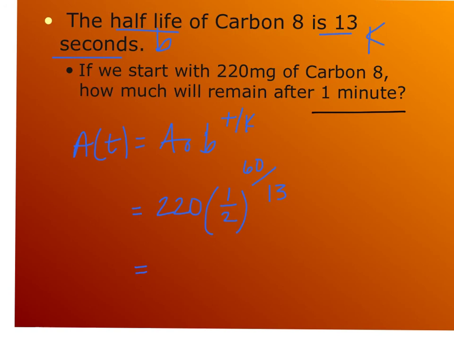When you're plugging this into your calculator, make sure you put the 60 over 13 in parentheses. That'll mess you up a little bit too. For this example, we're going to get 23.83 repeating. And the units there are milligrams. So that would be your final answer for that one.